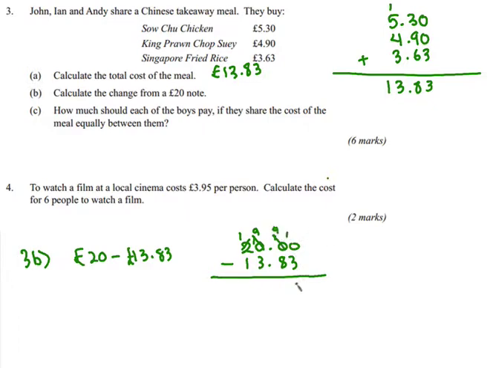10 take away 3 is 7. 9 take away 8 is 1. Decimal points. 9 take away 3 is 6, and 1 take away 1 is nothing. We don't need to write it, it's the last calculation as well. So our change is £6.70.